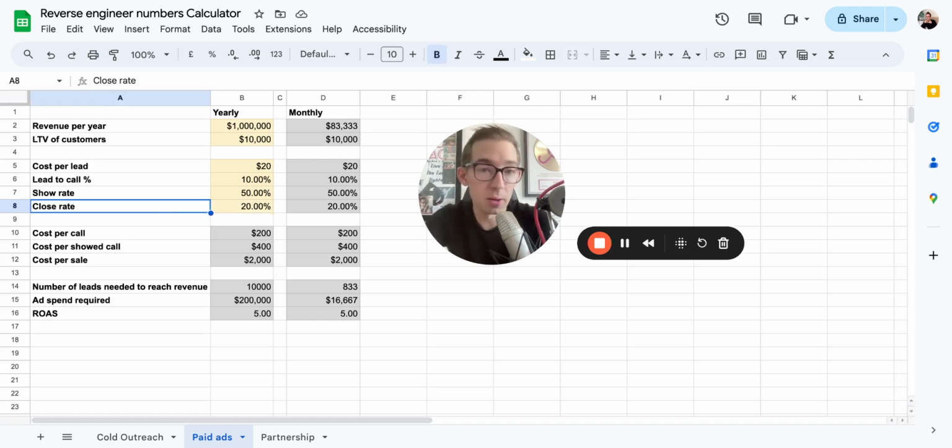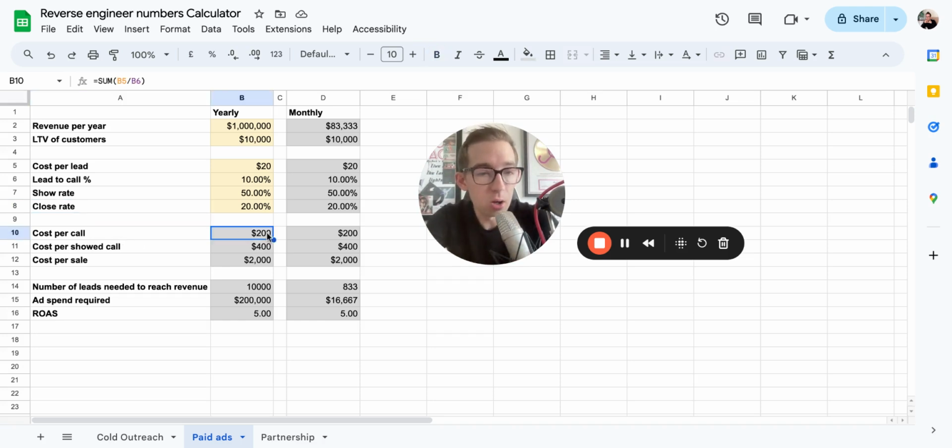Sometimes you get higher, sometimes you get lower. It depends how much framing they've had before the call. What I mean by framing is, what are all the pieces of content that they've seen beforehand? How warm are they when they come to the call? Do they know anything about your business or not? That's going to affect your close rate overall.